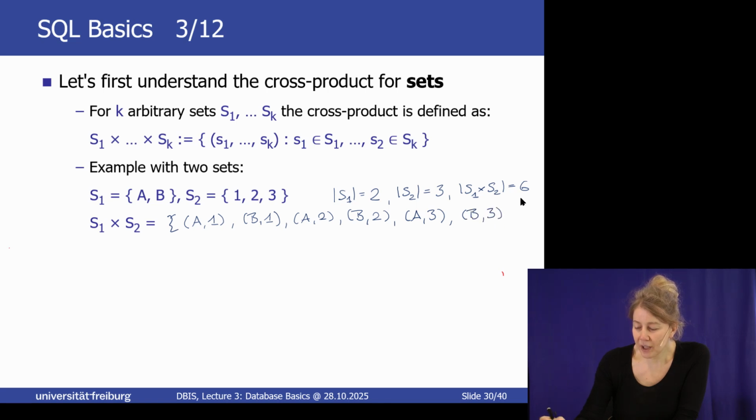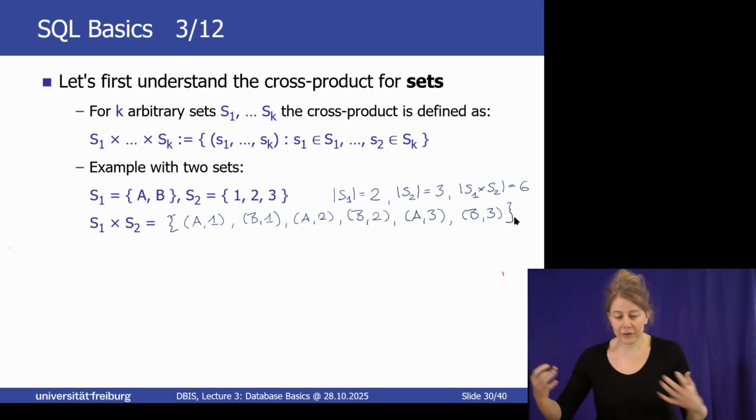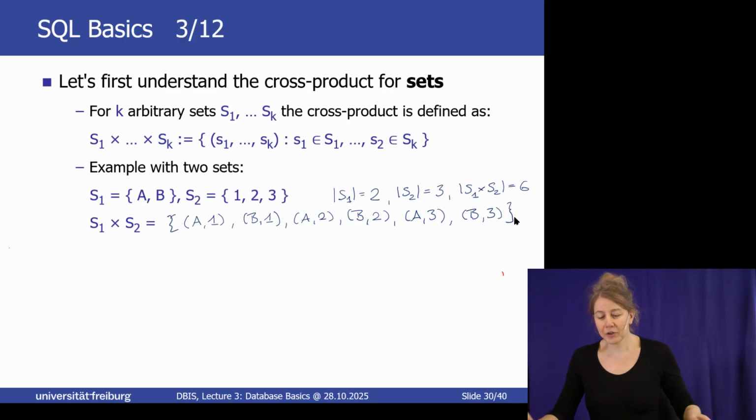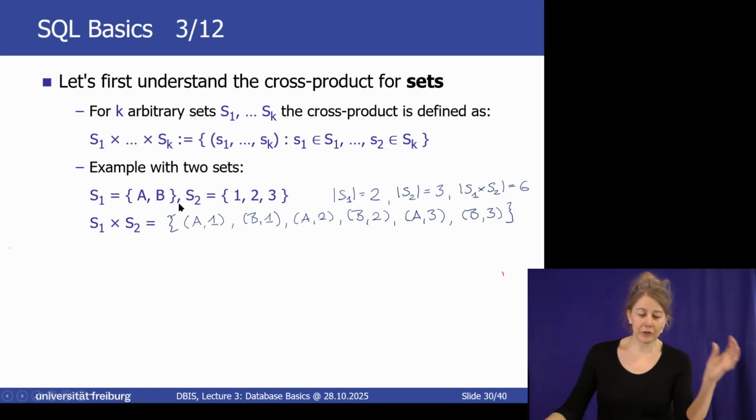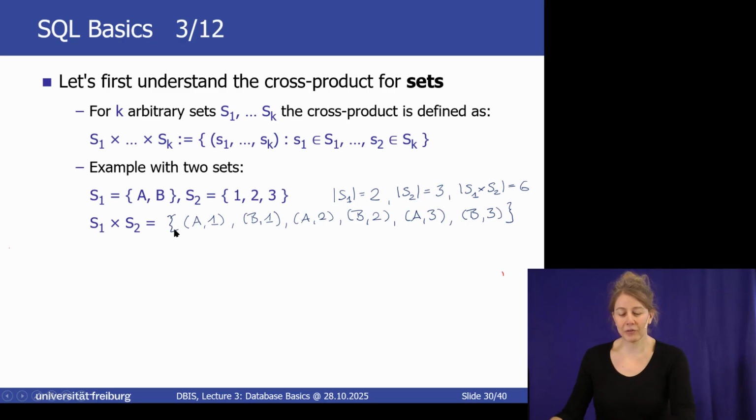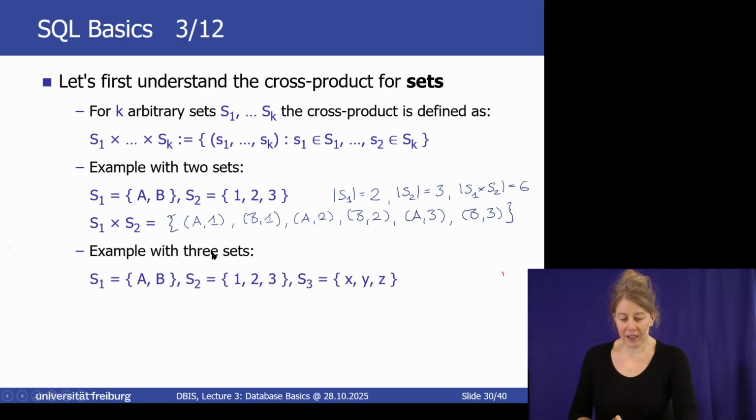You also need that a lot in combinatorics. Combinatorics is like looking at all combinations. So that's the cross product. And you see that it has 6 elements because you have 2 choices from one set, 3 from the other set. Here's a slightly more complex example.